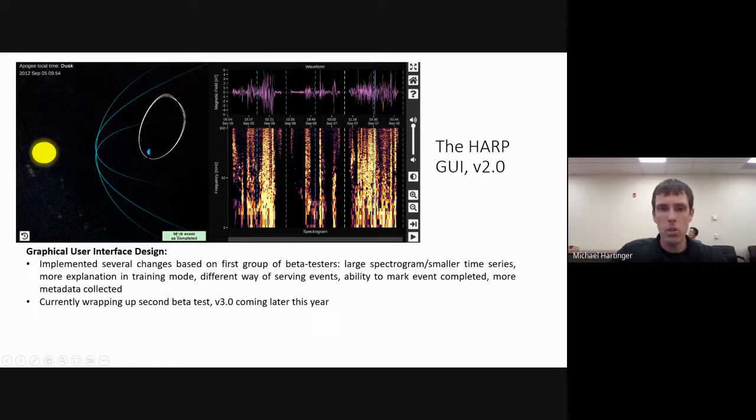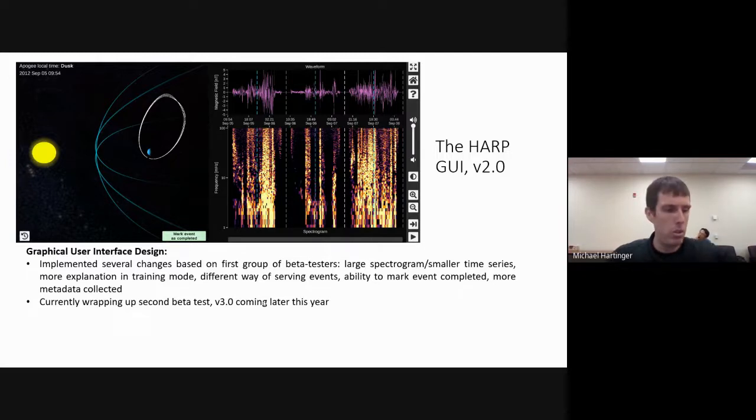But that changed. The mark event is completed changed. There's a lot of other things that changed behind the scenes in terms of how we were collecting the data and serving the events to the citizen scientists. Now we're testing again with students and researchers, mostly at UCLA, but also elsewhere. A couple of people here in Boulder are helping us too. We're wrapping up that beta test now, and we're hoping to have our version 3.0 later this year. Then it'll hopefully be posted to the NASA website early next year.